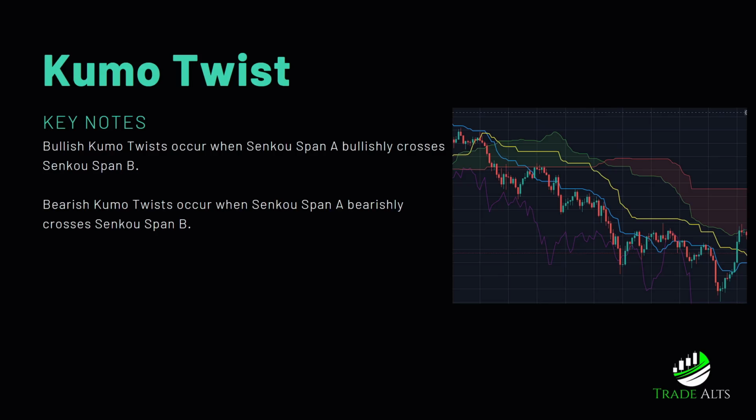All right, so moving on to the Kumo Twist. This is a really important part of Ichimoku. Bullish Kumo twists occur when Senkou span A bullishly crosses Senkou span B. That's what flips the cloud to be bullish. The specific example that you're looking at is actually a bearish Kumo twist, and that happens when Senkou span A bearishly crosses Senkou span B. You can see your green Senkou span A up here, and it bearishly crosses your red Senkou span B.